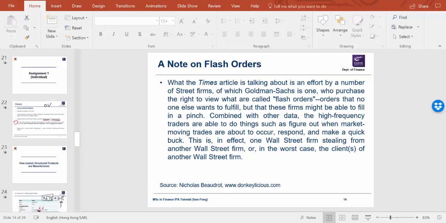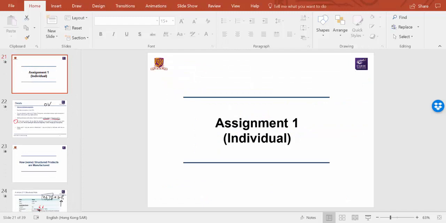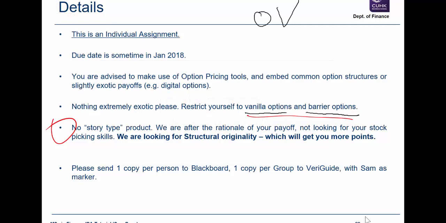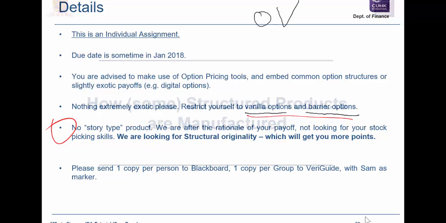Now, I want to jump to assignment number one for now. I want to tell you this a little bit earlier so that you can start thinking about it. This is going to be an individual assignment. I think the due date is likely to be somewhere in the second half of January. I haven't confirmed yet with Govern, but it will be somewhere around there. Maybe January 20 or something, but in the end we need to decide. Now what this assignment is, is we are asking you to make a structured product. Now what is a structured product?